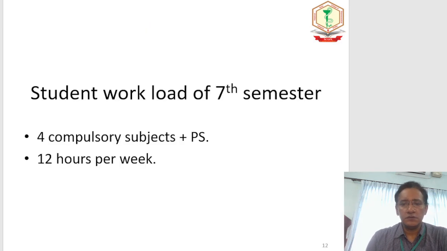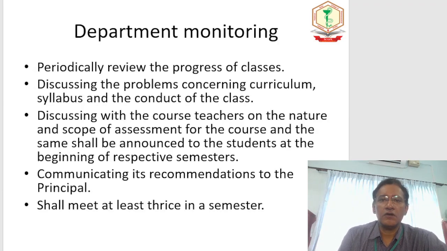In the seventh semester, we have 4 compulsory subjects and 1 practice school, which is 12 hours per week. Now, to determine the progress of the practice school, definitely there will be a monitoring system, probably department wise, or there could be a separate committee, maybe a program committee exclusively for the practice school. Periodically, we can conduct seminars and presentations and find out at what stage you are.